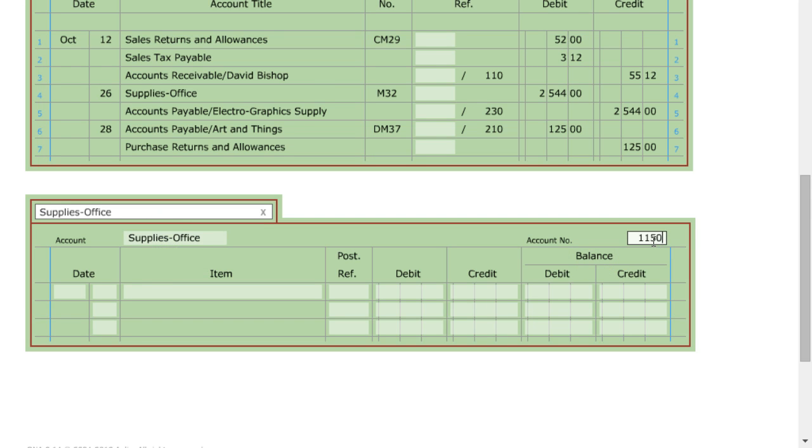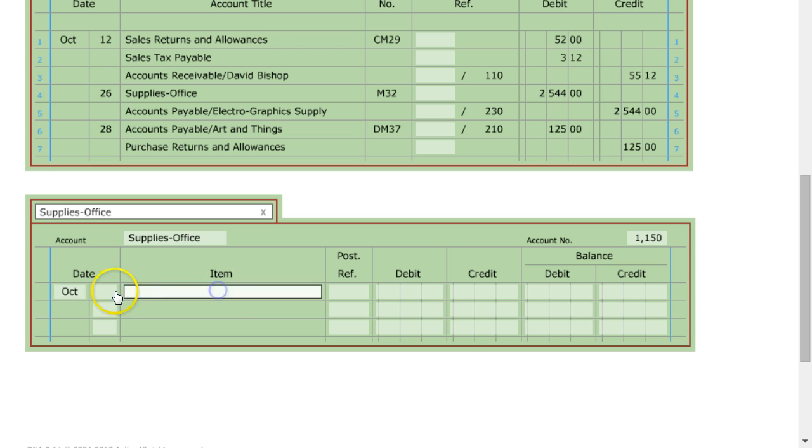So if you remember, it's 1150. Notice this is a 4-digit number now. As we move into corporate accounting, you're going to notice that the account numbers are slightly different than the accounts receivable and accounts payable ledger. Those are 3 digits. General ledger accounts right now are 4 digits. The first number right here always signifies what it is.